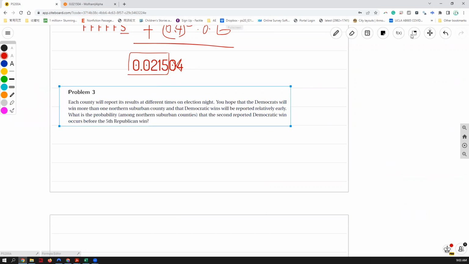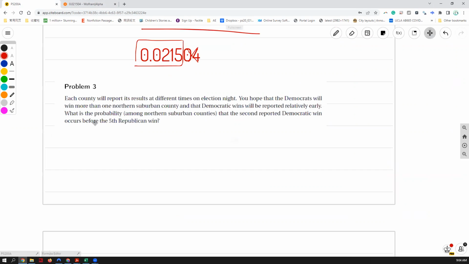Each county will report its result at different times on election night. You hope that the Democrats will win more than one northern suburban county, and then Democrats will be reported relatively early. What is the probability, among northern counties, again, we're only considering the northern counties, that the second reported Democratic win occurs before the fifth Republican win? Okay, so we want 2 wins, right?